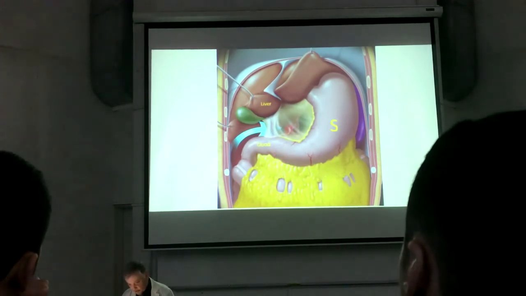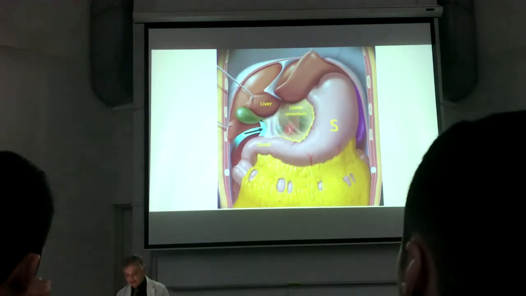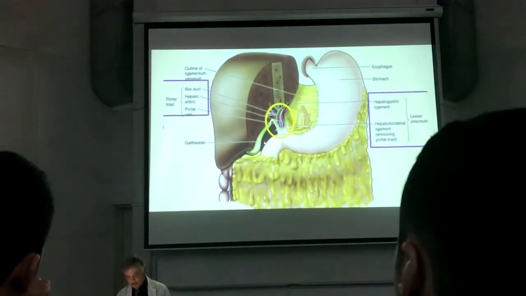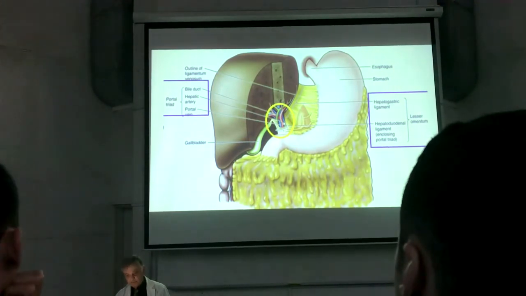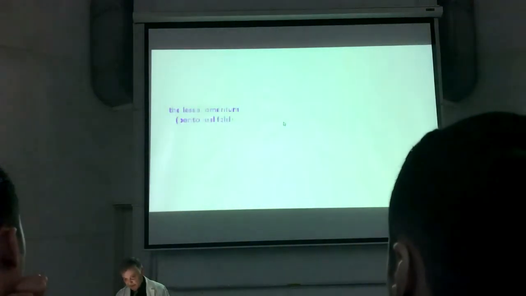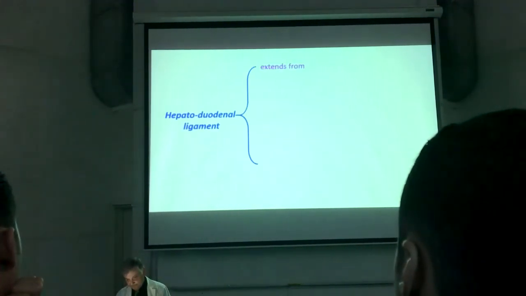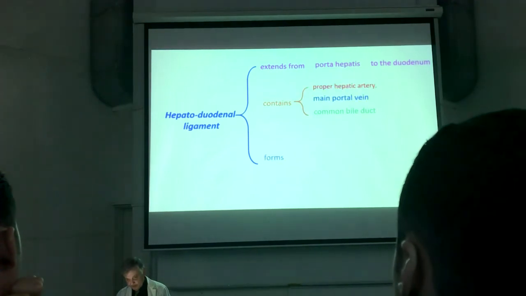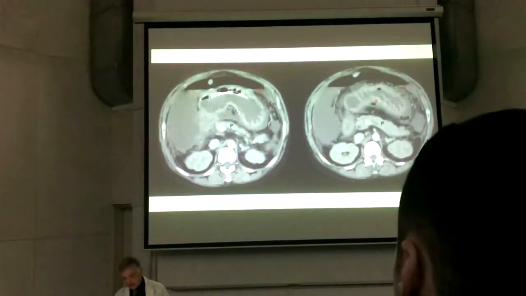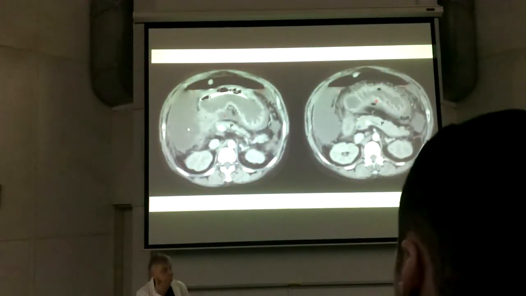That's the stomach, that's the duodenum, that's the liver. This is the lesser omentum. This is foramen of Winslow. What does it contain? It contains a triad of structures, the biliary passages, the hepatic artery, and most posterior is the portal vein. This is what is the hepatoduodenal ligament. You can find it everywhere. Now, we go to real life.